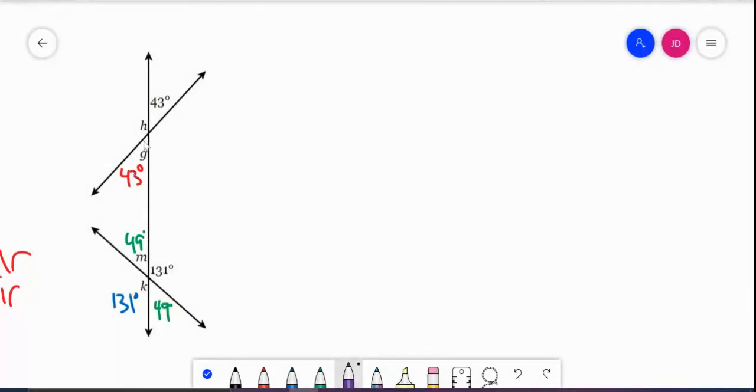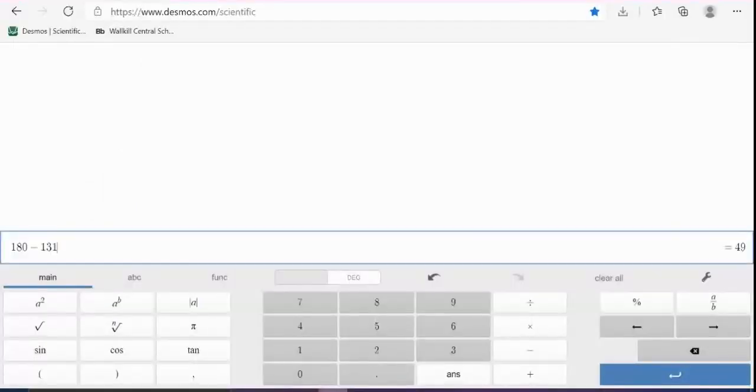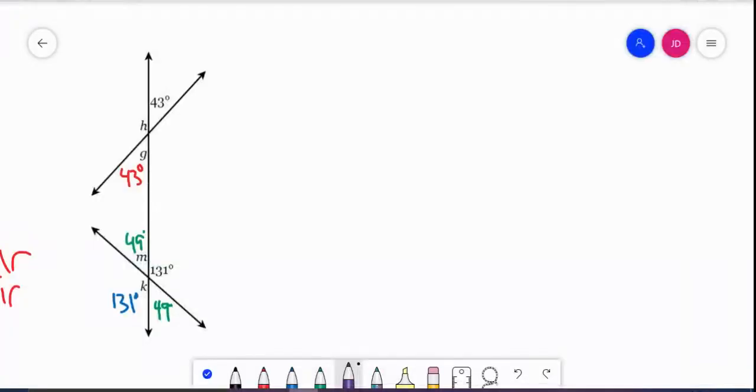All right, same thing over here. They form a linear pair. They form a straight line. So you do 180 minus 43. 137. Again, all these angles added up together is 360. All right, so I try to find the vertical angles first since those are congruent. Those are easy to figure out. Let's look at another diagram.